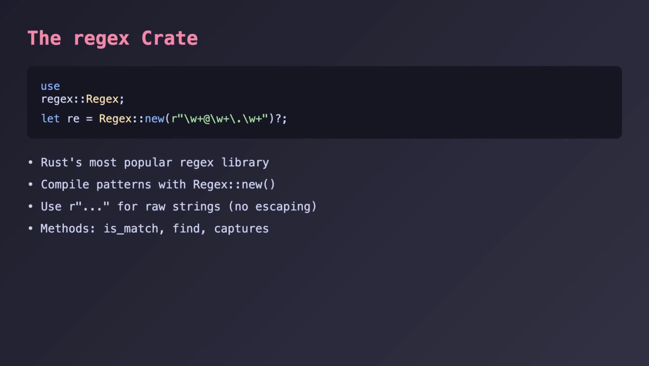The Regex crate is Rust's most popular library. Use Regex::new to compile your pattern. Raw strings with the r prefix avoid escape issues. Key methods include is_match, find, and captures.